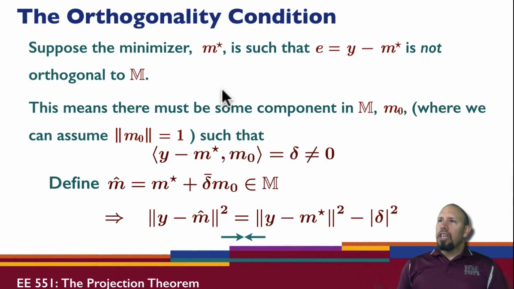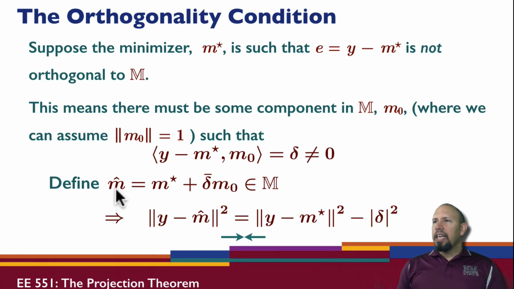All right, so here's our situation. Suppose the minimizer, M star, is such that the error is not orthogonal to M. This means that there must be some component in M, let's say M naught, which we can assume is of magnitude 1, such that the inner product of y minus M star, that's the error, with that is equal to some value delta, where delta is not 0. So M naught is not orthogonal to the error.